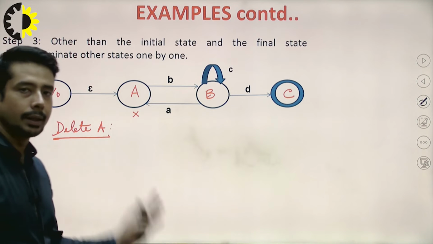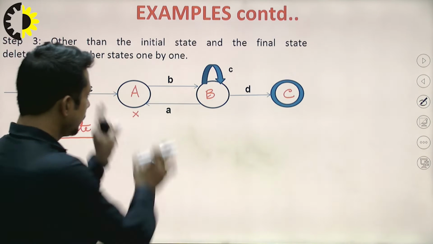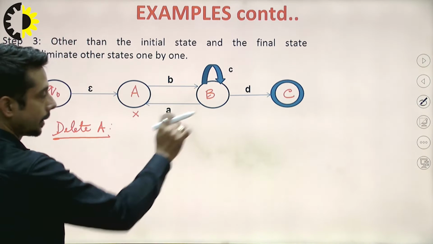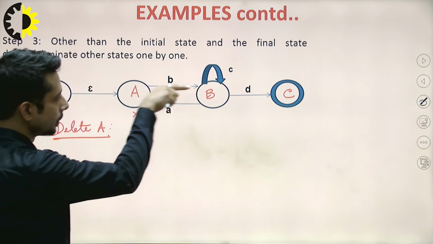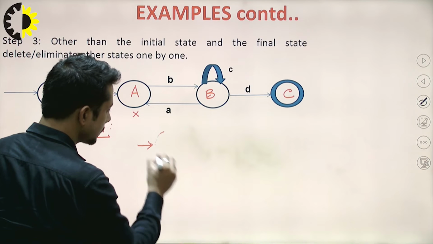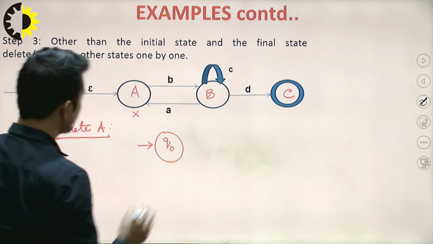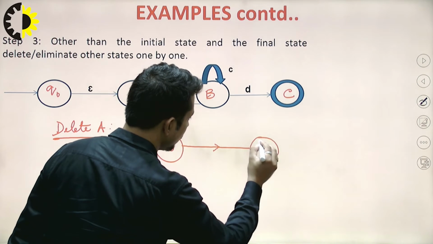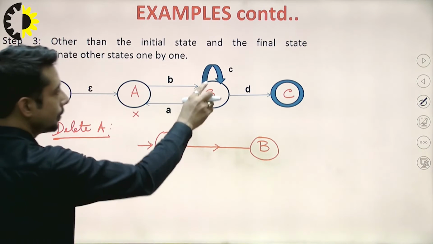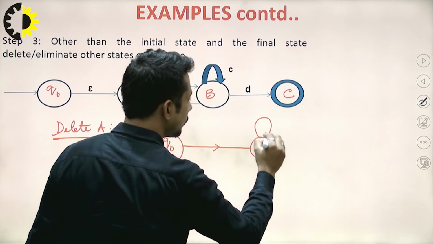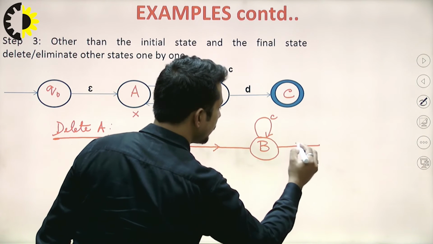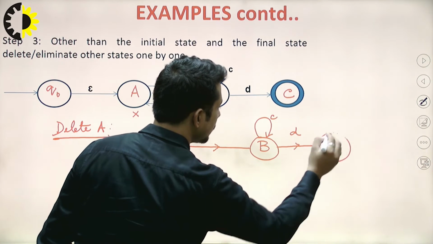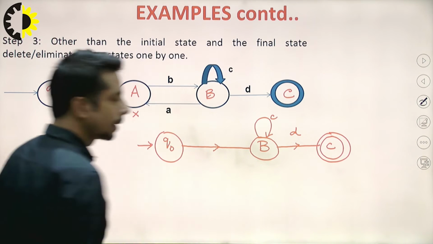Suppose I want to delete A. If I have to delete this portion, if you look into this diagram, this is going in this way. So I will make the initial state Q naught, and this is directly going to whom? Which state? It is going to state B, where B was already having a self loop of C, and this will remain as it is, D, and this will be your final state, correct?